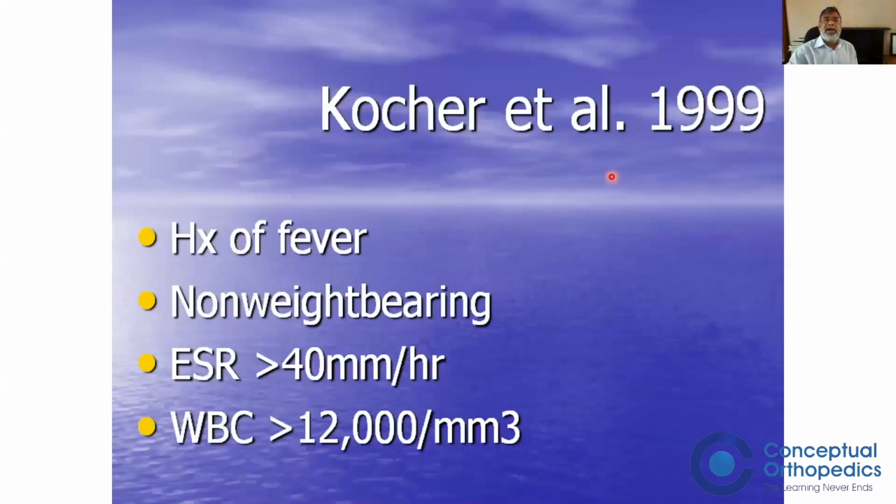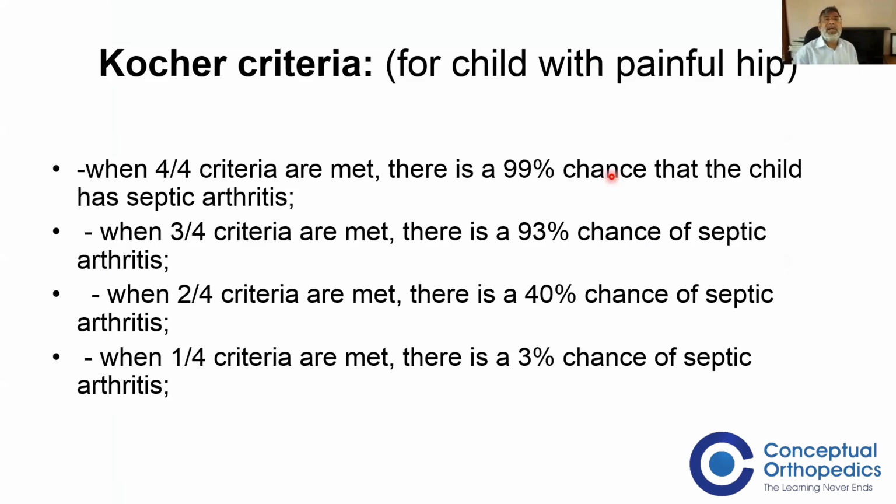So he's got very high criteria for suspicion of septic arthritis, and because of this Kocher's criteria, which says that if you got criteria of fever, non-weight bearing, high ESR, and white cell count, which are all positive in this case, the chances of him having septic arthritis is very high. So even if ultrasound is not available, I would like to take this child to theater, and I would like to wash this hip joint, and that's a very good pass for a candidate to say.